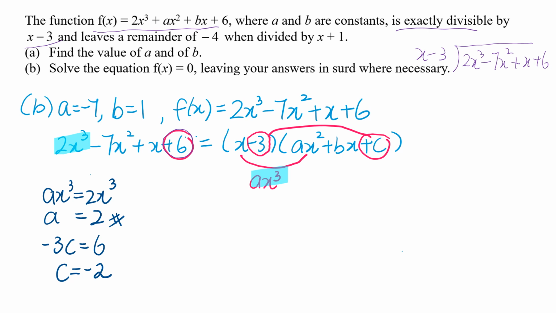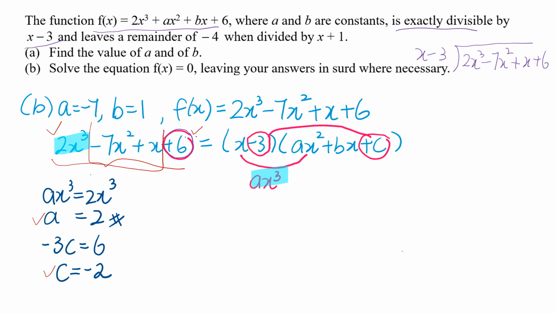The next thing is to find the unknown b. You can multiply everything out, which is a total waste of time. Here, what I'm going to do is compare coefficients. If you look at your cubic polynomial here, I have taken care of my x cubed term. That's where I found a equals 2. I've taken care of my constant term, which I found c equals -2.